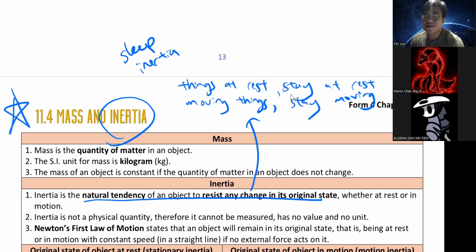So guys, there is a term for it. It's called sleep inertia. When you are at rest, you want to stay at rest. When you're moving, you want to stay moving. When you're asleep, you want to stay asleep. When you're awake, you want to stay awake. This is what we call sleep inertia. Is there any way to improve this? No. Sleep inertia is usually born, right?